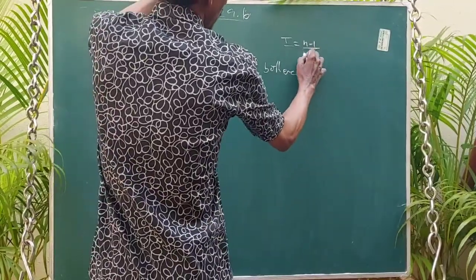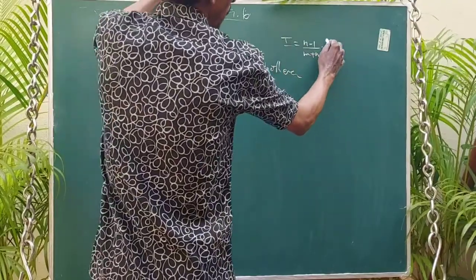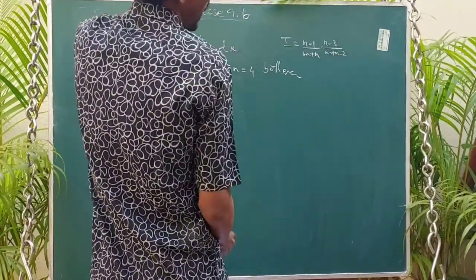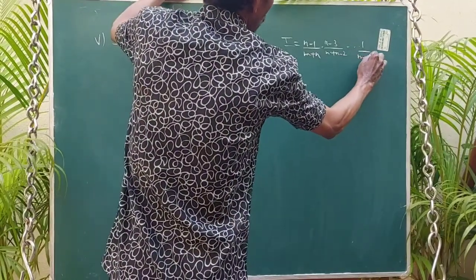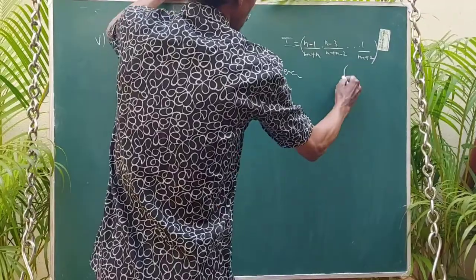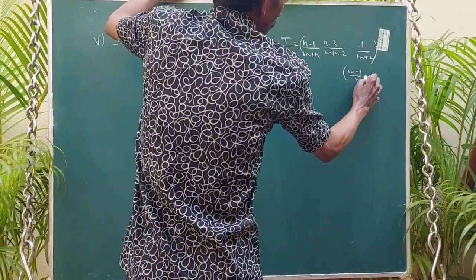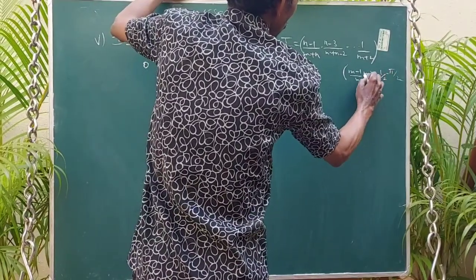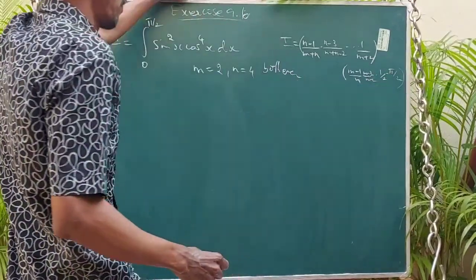n minus 1 by m plus n. Then reduce 2 both in numerator and denominator, n minus 3 by m plus n minus 2, n minus 5 by m plus n minus 4, etc. 1 by m plus 2. Okay, into this is m minus 1 by n, etc. 1 by 2 into pi by 2, m minus 3 by m minus 2, etc. So this is the formula.